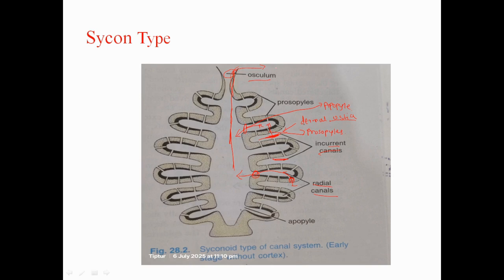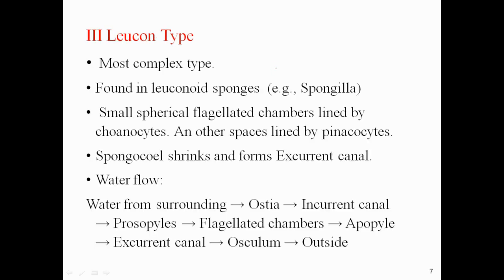Now we'll see the third type of water canal system in Porifera: the Leucon or leuconoid type of water canal system, which is much more complex than the other two. This type of water canal system is found in leuconoid sponges like Spongilla.